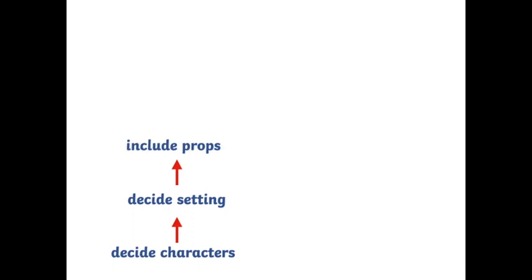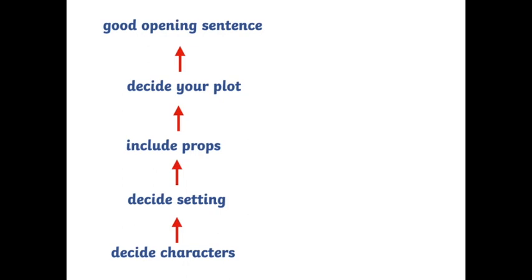So, let's just remember how to write a good story. First of all, you decide your characters. Decide the setting or the place which your story will take place in. Include props, objects. Decide your plot. Have a good opening sentence that introduces the characters and the place. Have a build-up which tells the reader about the characters, tells the reader more about the place and the setting. Use interesting describing words.